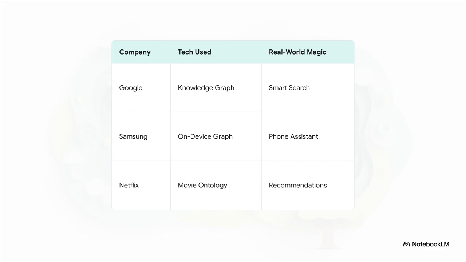Samsung uses an on-device graph to connect the apps on your phone, so their smart assistant knows exactly what you need. And Netflix, they use a movie ontology to map out genres so they can recommend the exact perfect movie for your Friday night. It's pretty magical when you think about it.